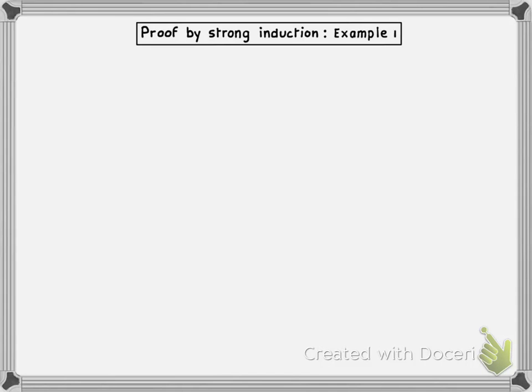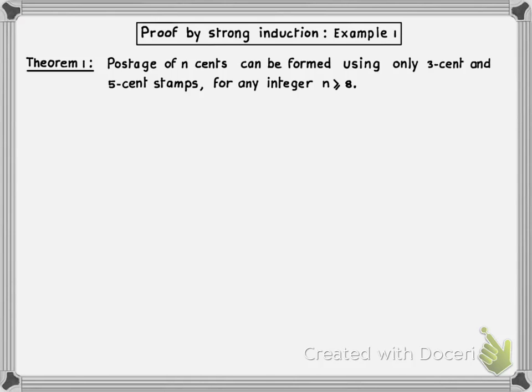Welcome back to this lecture on strong induction. In this segment, we're going to see our first proof by strong induction. And in fact, we're going to prove the same theorem as before. So in this case, remember that a is equal to 8. So the basis step will be to prove that P of 8 is true. And that's still the case for the same reason as in the previous proof.